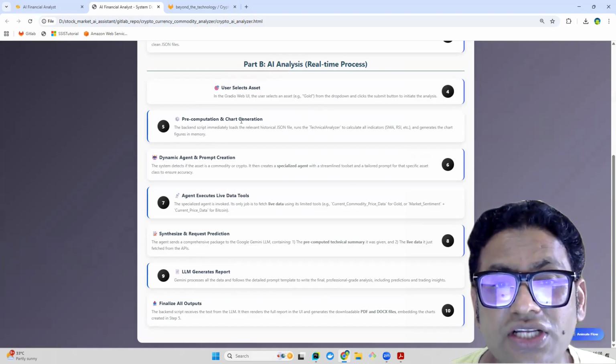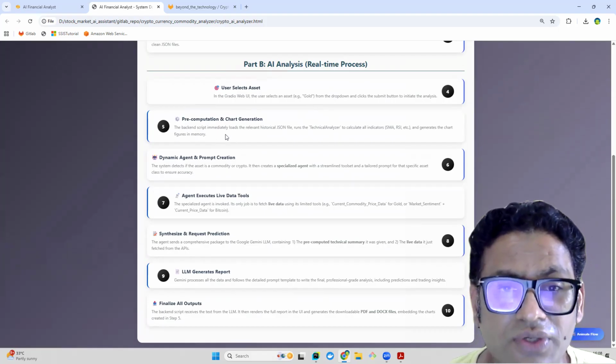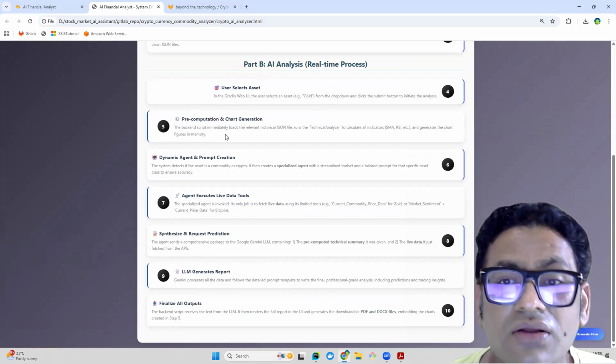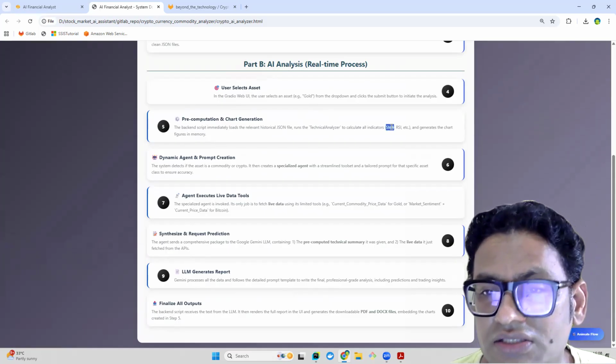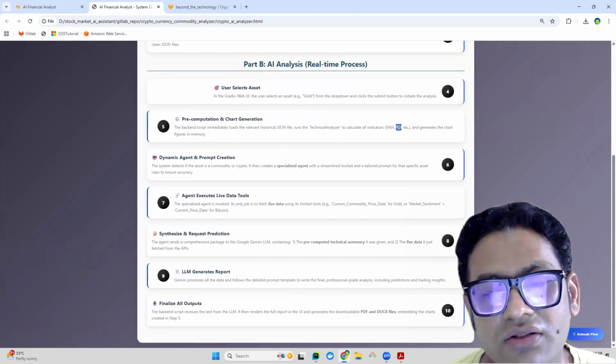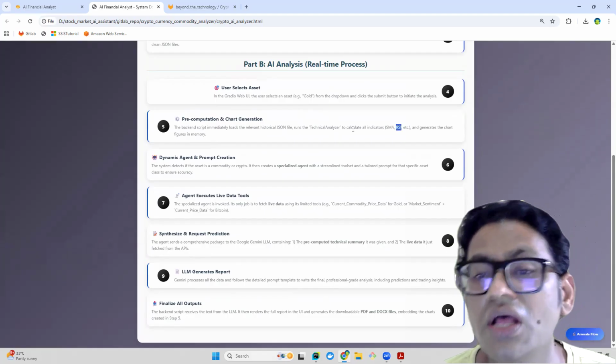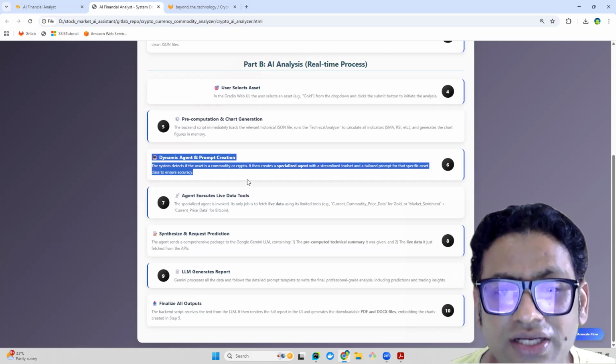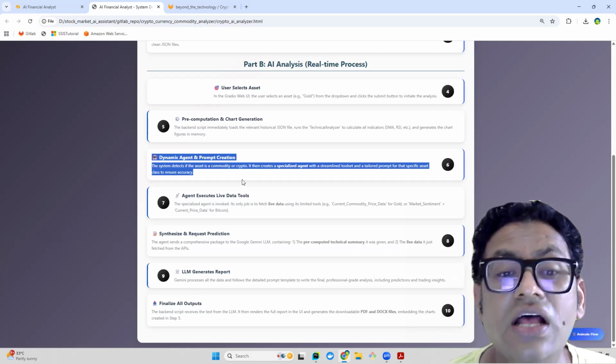So the pre-computation and chart generation happens because we already have the JSON data, and our code is intelligent enough to understand from the historical data how we can calculate the SMA, RSI, and all the attributes which can be generated without live data. Then it generates the prompt, and it decides, okay, now it needs live data.